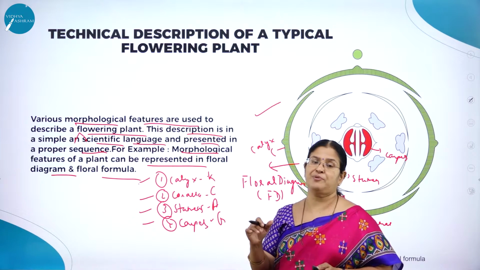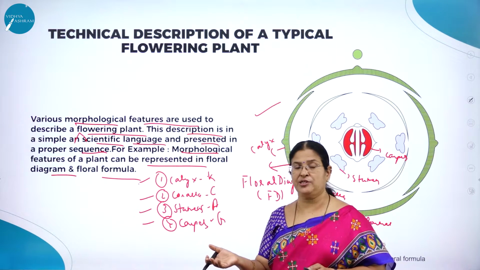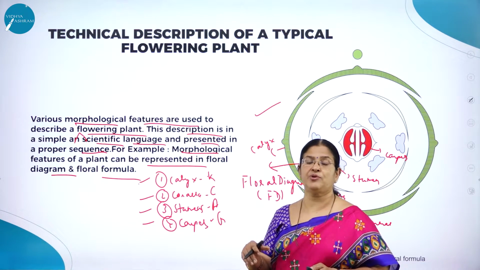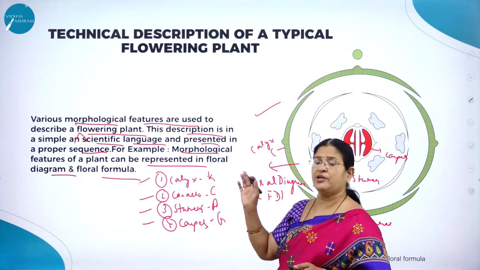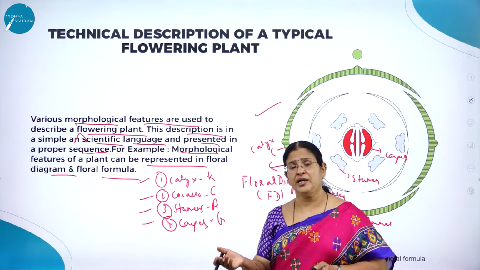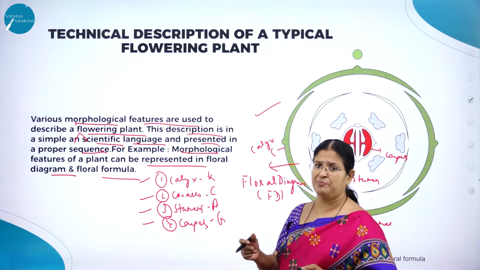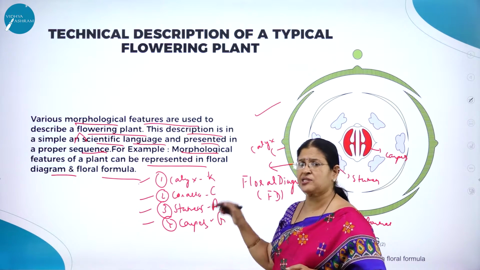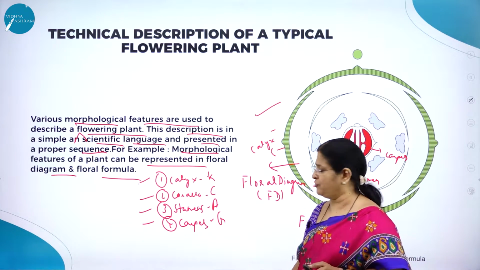What is the number of stamens? Whether they are fused or free? What about the gynoecium? Whether it is a superior ovary or inferior ovary? How many carpels are there? As you know, already we have studied bicarpellary, monocarpellary, polycarpellary. Then in polycarpellary you have studied tricarpellary, tetracarpellary, all that. So all that description you are going to have in this floral diagram along with the floral formula.